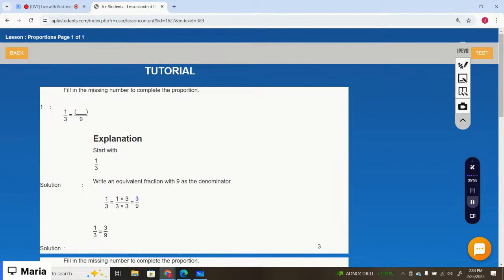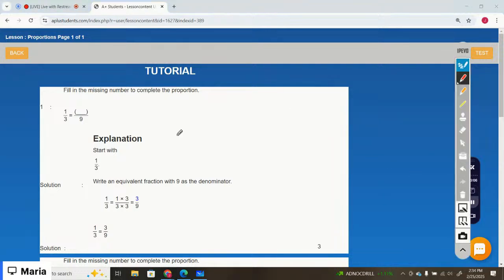Okay, fine. Fill in the missing number to complete the proportion. That is 1 by 3 equals the missing number divided by 9. 3 times 3 is 9, so you have to do 1 times 3. 1 times 3 is 3.